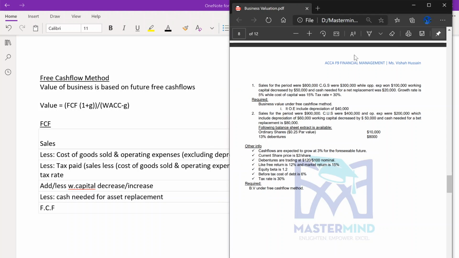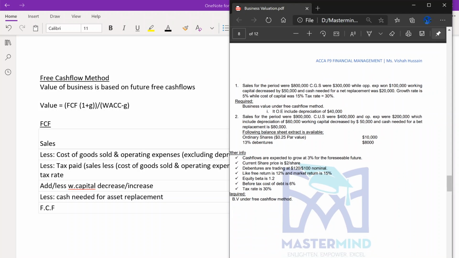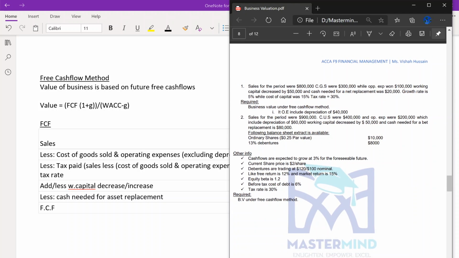This is the question you will be performing for the FCF method. These are cost of goods sold, and these are not CUS, these are CGS.